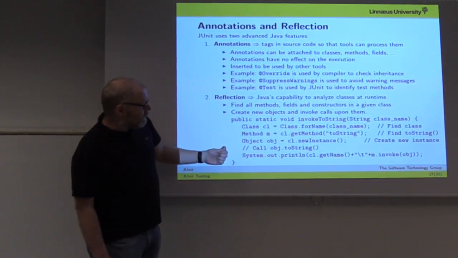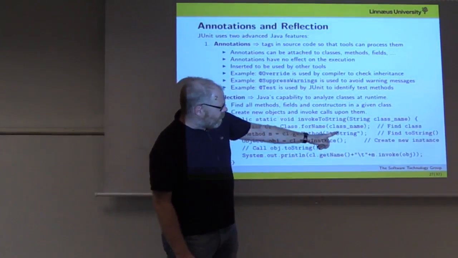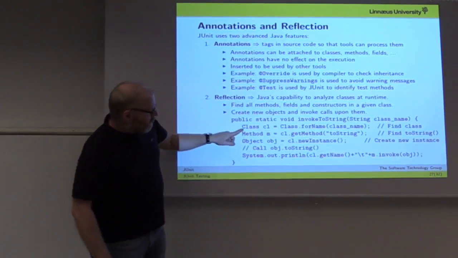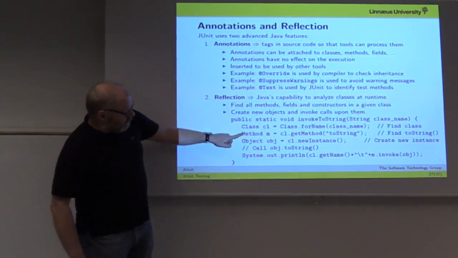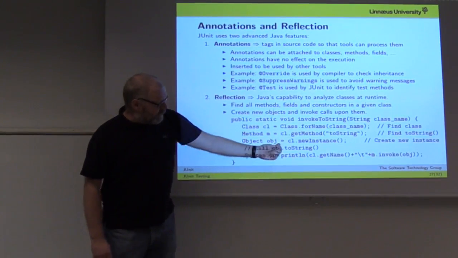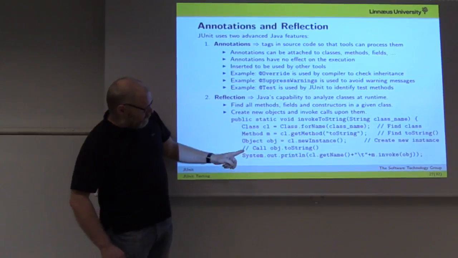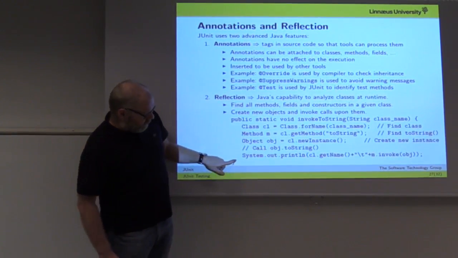What happens inside here is that we are saying, okay, give me a class for this name. And then we say, give me the method called toString. And then we are creating a new instance of this class. And then we are calling the toString method on this object.